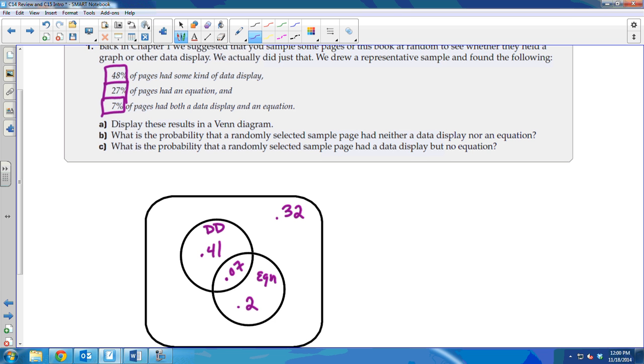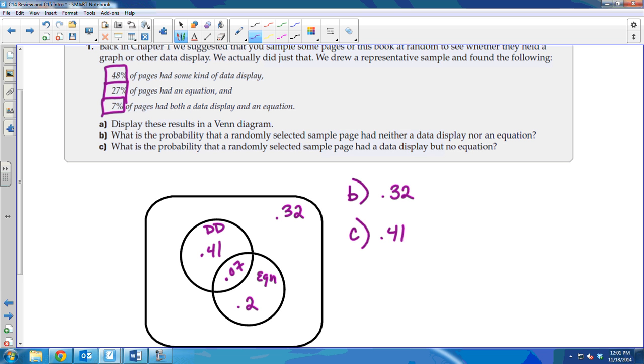Now that we have our Venn diagram, I can answer these nice little questions. So in part B, what is the probability that a randomly selected sample page had neither a data display nor an equation? So which one of these numbers represents no data display and no equation? Would that have been harder to answer if you didn't have a picture? Probably. On C, what is the probability that a randomly selected sample page had a data display but no equation? 0.41. Do you see how the Venn diagram can be helpful to you?